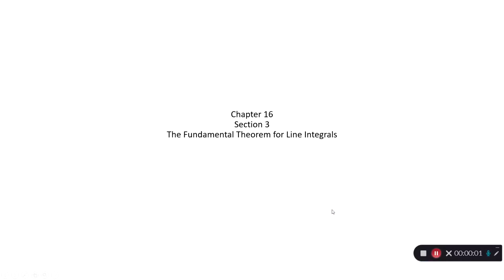Alrighty, howdy folks. Chapter 16, Section 3. The fundamental theorem for line integrals. Man, that kind of scares me. I remember somebody said, fundamental theorem of calculus. I was like, wow, that must be a big deal. Yes, it is a big deal. When they say fundamental theorem, they do mean it.